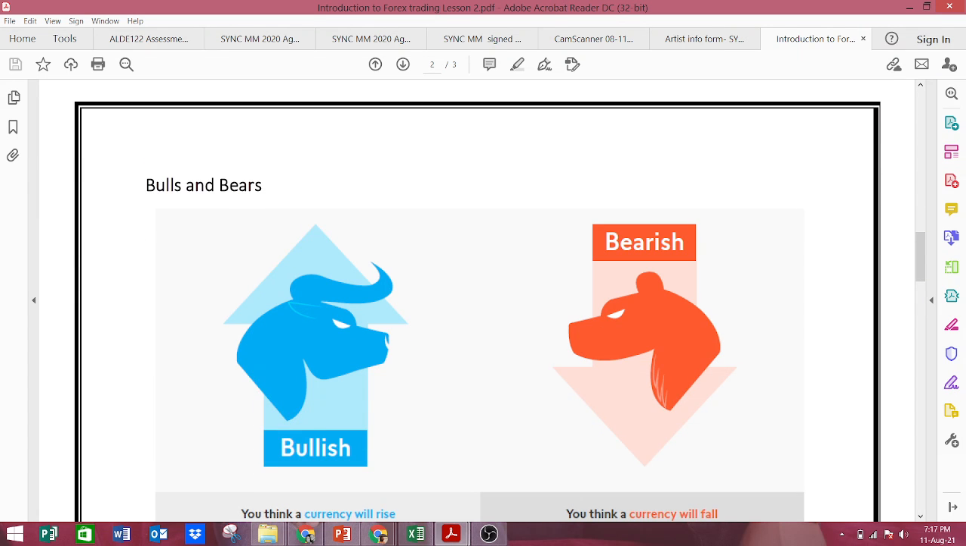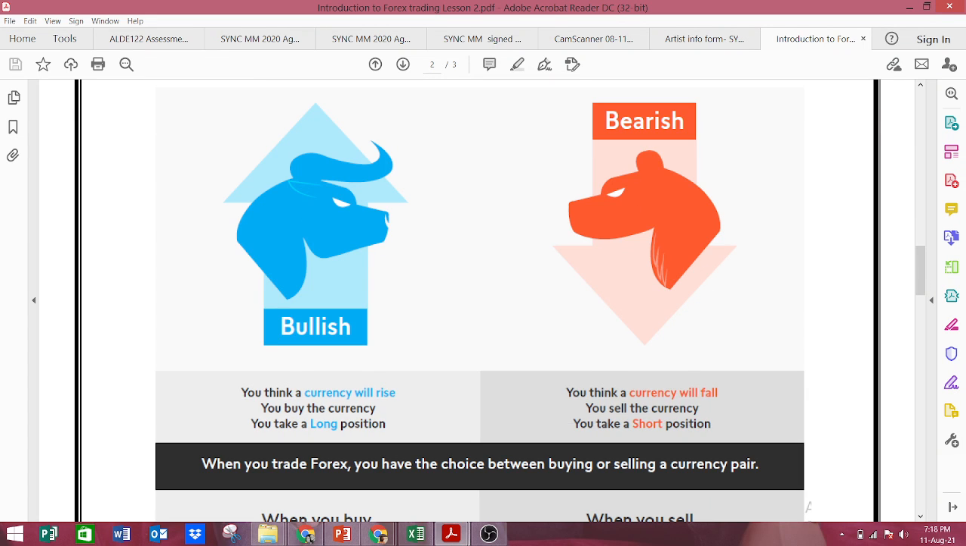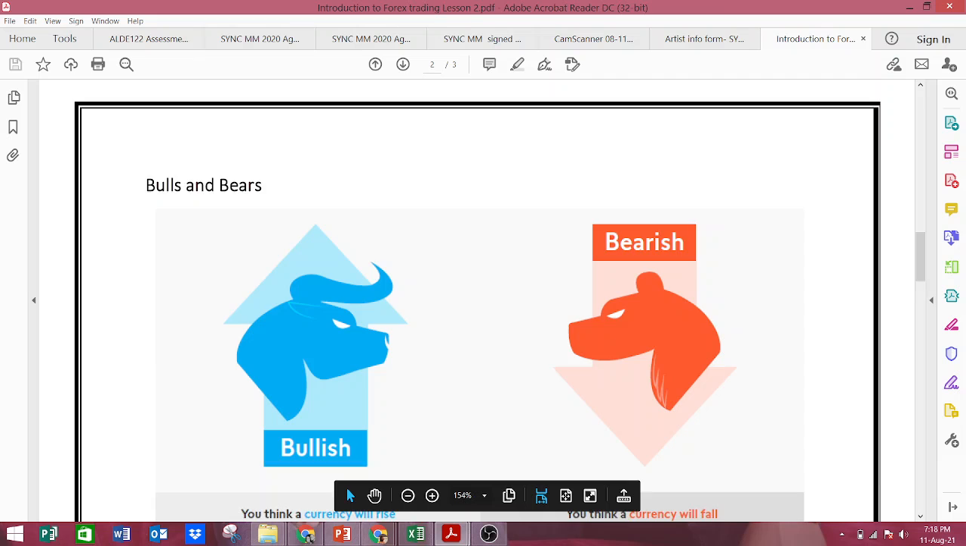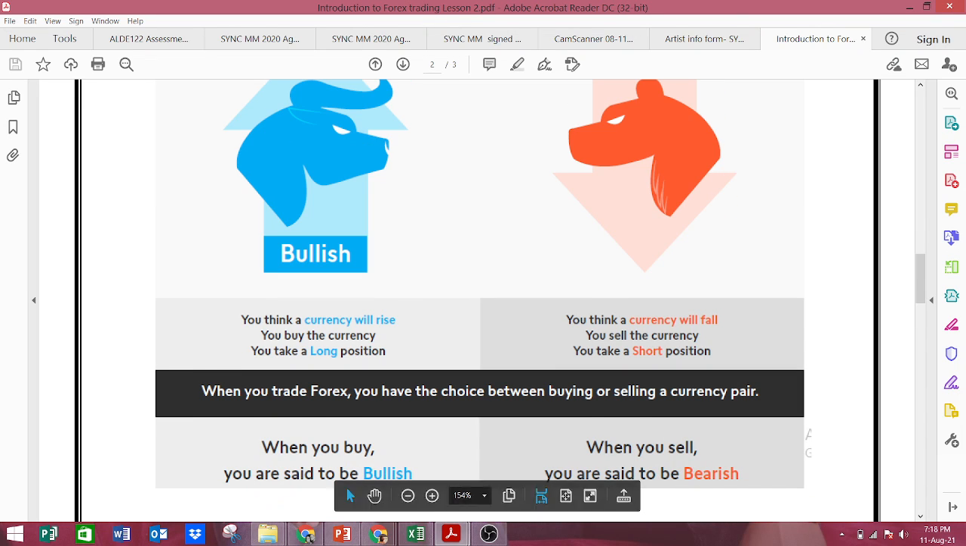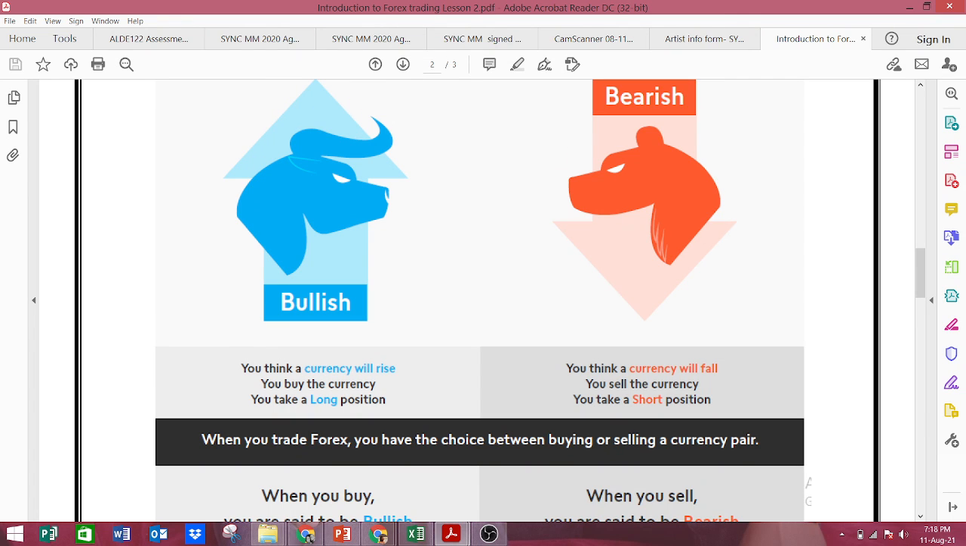And then there's what we call bulls and bears. Bulls, the market is going up. You think bullish, which is similar to bulls: you think a currency will rise, you buy the currency, you take a long position. This was explained in lesson one. And then bearish is the same as bears. You think a currency will fall, you sell the currency, you take a short position. So bulls, the market is going up; bears, the market is going down, which is similar to bullish and bearish.